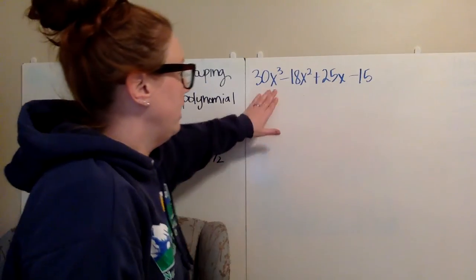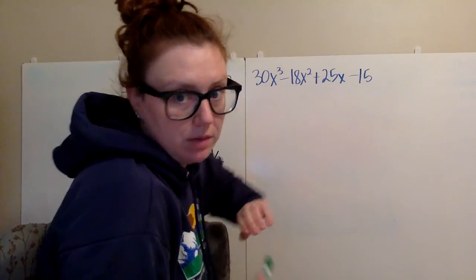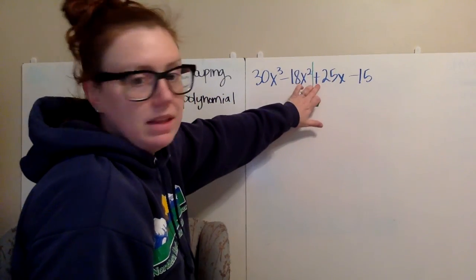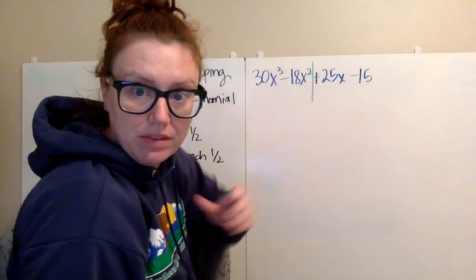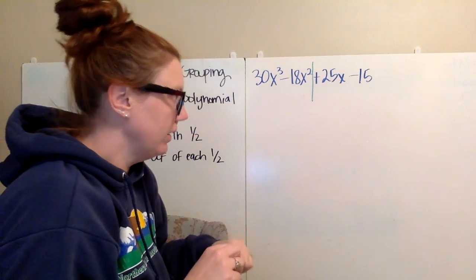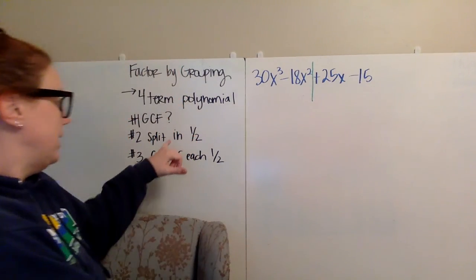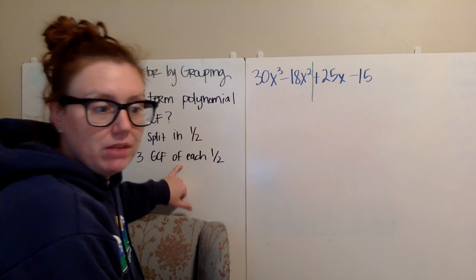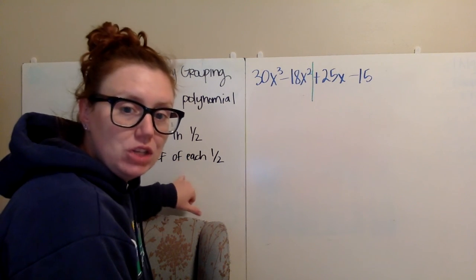So I'm going to go up here and I have 1, 2, 3, 4 terms, and I'm going to split it in half right there. Remembering that that positive sign belongs to that 25, that plus sign. And so now, after I've split it in half, I'm going to find the GCF of each half.